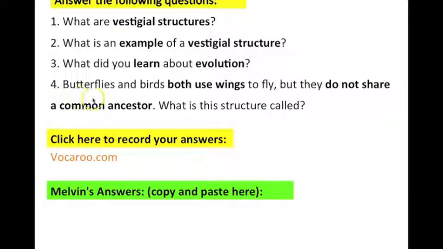Number four, butterflies and birds both use wings to fly, but they do not share a common ancestor. What is this structure called? So thinking about the structures and what you learned, go ahead and answer these questions. And you're going to record your answers using vocaroo.com.